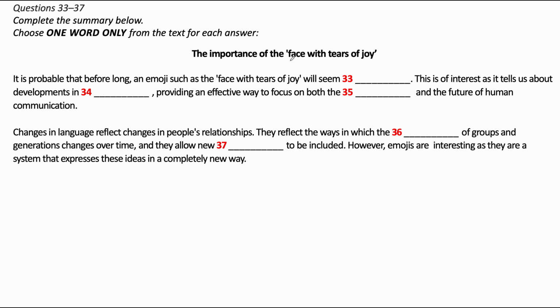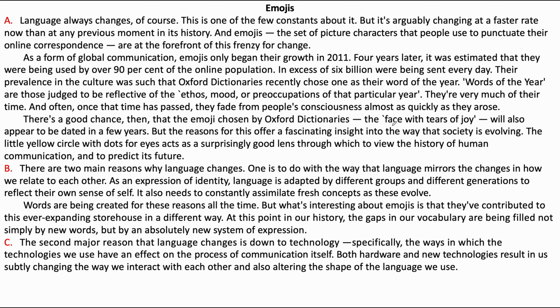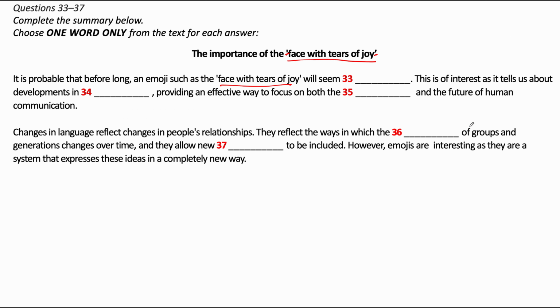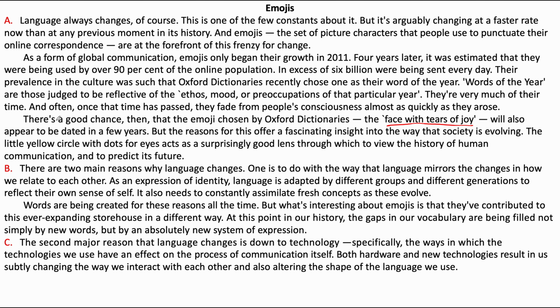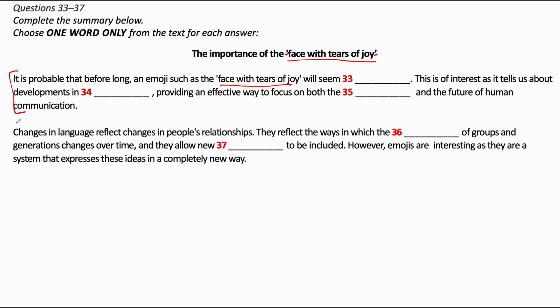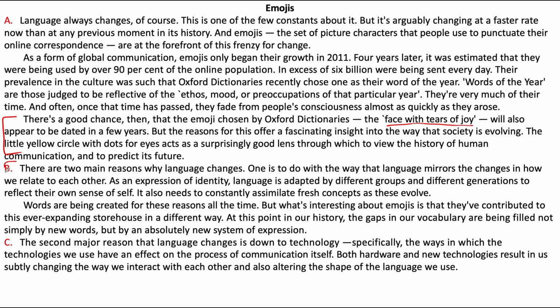Since the phrase "face with tears of joy" is in quotes, we should look for it in the passage. It is mentioned in the third paragraph of section A. Because the questions are in two paragraphs, the first three questions will likely have answers from this paragraph, and these two questions will most probably have answers from section B.